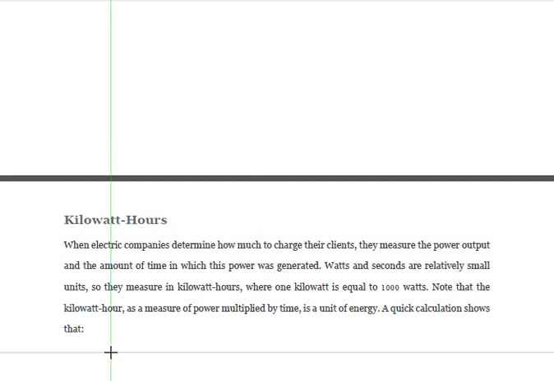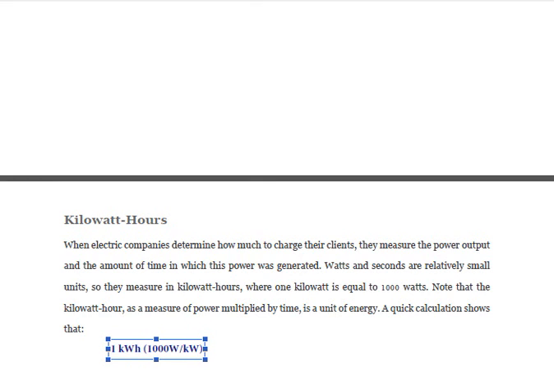So quick calculation here. 1 kilowatt hour. Let's see what that would be in joules. So we have 1,000 watts per kilowatt, and multiply again by 3,600 seconds per hour, and we're looking at 3.6 times 10 to the 6 joules.